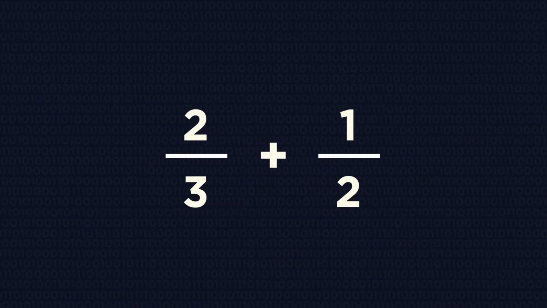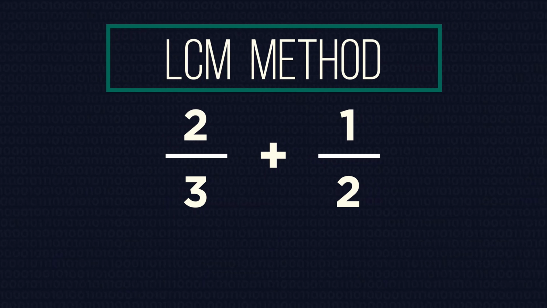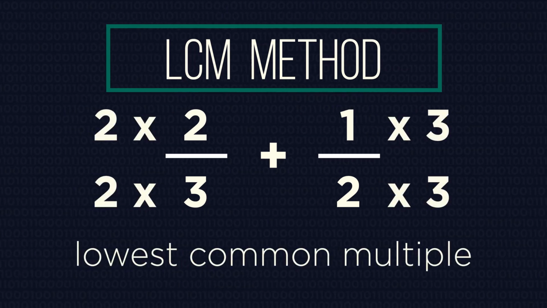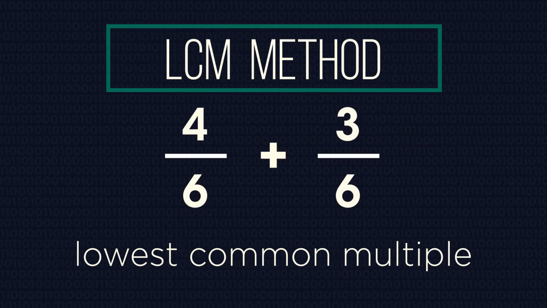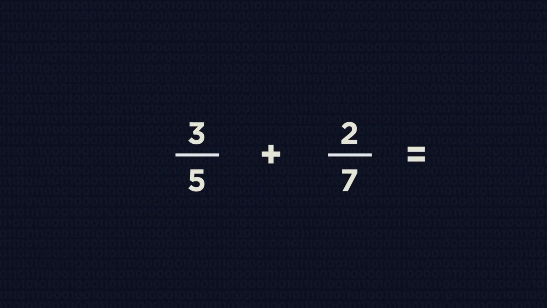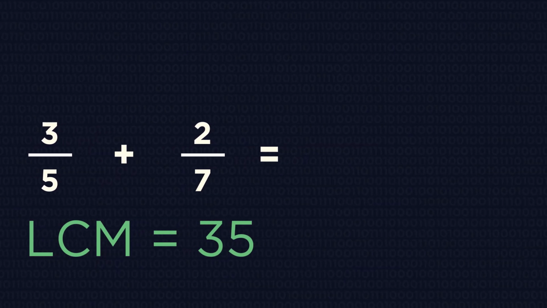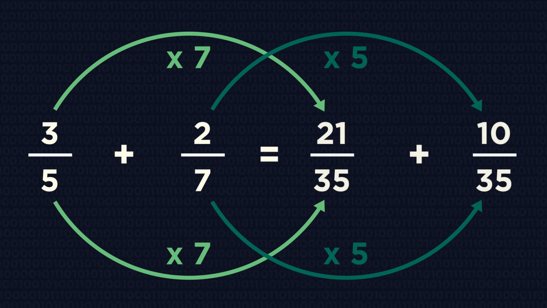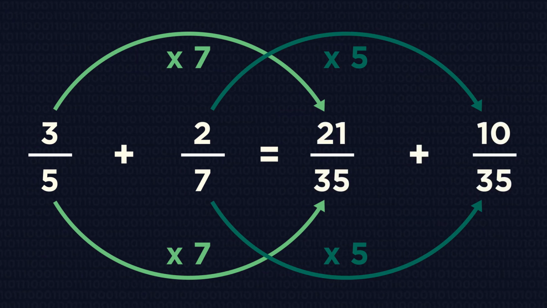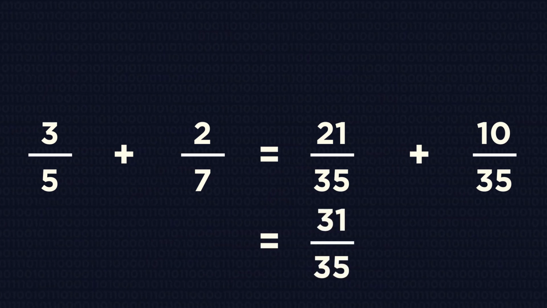Here is an alternative method that you can use, the LCM method. This involves finding the lowest common multiple and changing the denominators, then adding or subtracting. Have a look at this example. First, we need to find the lowest common multiple of our denominators, 5 and 7. Then, we need to convert the fractions. And finally, we need to add the numerators. So our answer is 31/35.